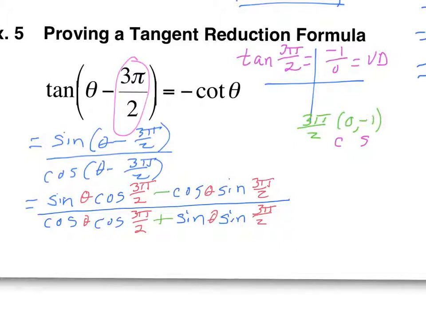Then I'm just going to substitute values in based upon what we did here. I know sine and cosine of 3 pi over 2, and those are the values I'm subbing in. I can't do anything for sine of theta, so it stays sine of theta times, but what's my cosine for 3 pi over 2? What's my cosine? 0. So I'm replacing that with 0. Then minus, I can't do anything with cosine of theta, but I can replace sine of 3 pi over 2 with what? Negative 1.